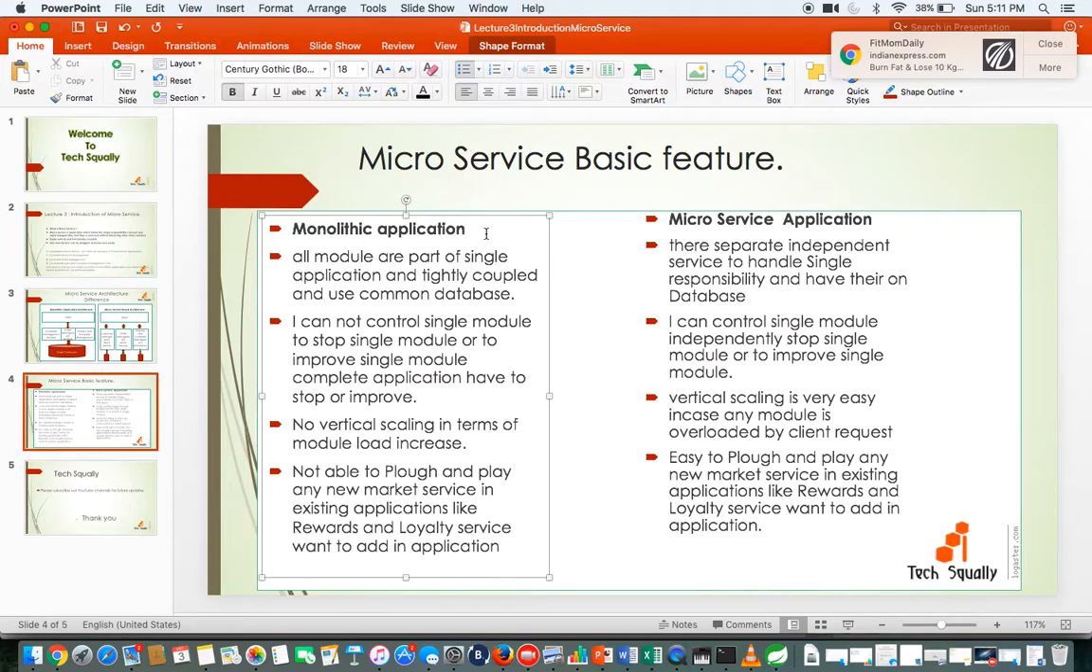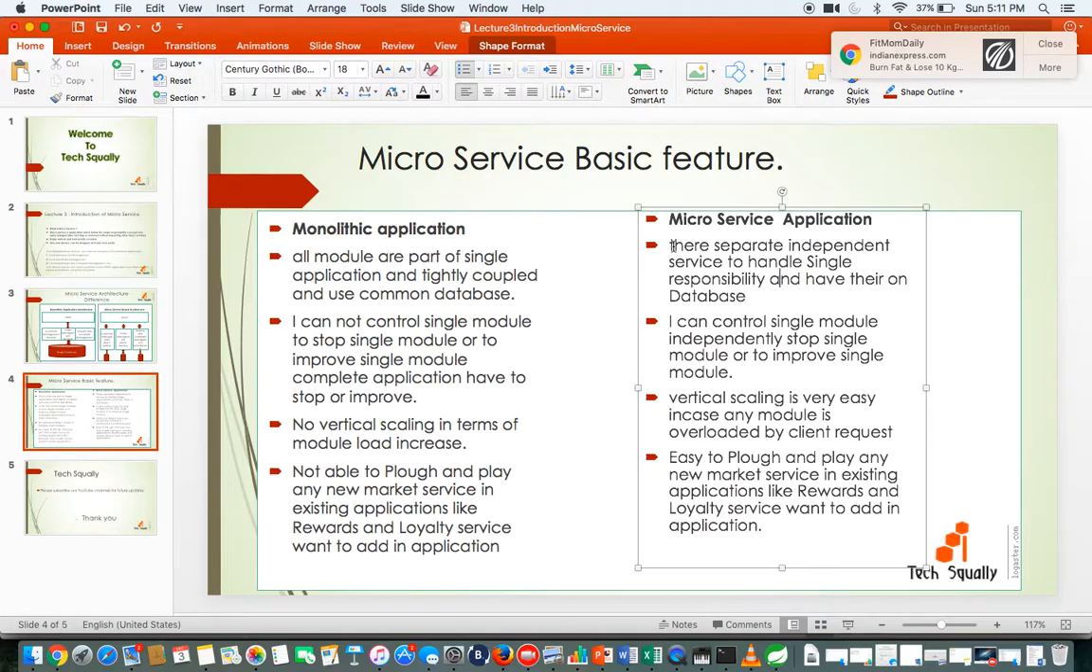So let's discuss the basic features of microservice with the e-commerce example. In monolithic applications, our modules are very tightly coupled. We cannot easily improve or change any module, and sometimes we must change the complete application. But in microservice based architecture, there is no concept of module. There is a separate microservice for each single responsibility, and we can easily improve a single microservice and scale a single microservice.